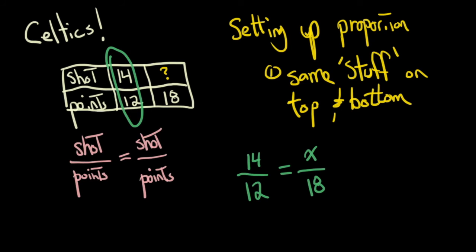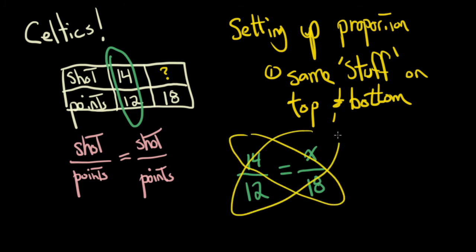And then we're going to go back to our regular way of how to solve things. So I'm going to cross multiply. 12 times x gives me 12x. And 18 times 14. I'm hoping you have a calculator, because that's crazy, right? Who does that in their head? 252. Sweet. And then I'm going to divide both sides by 12.